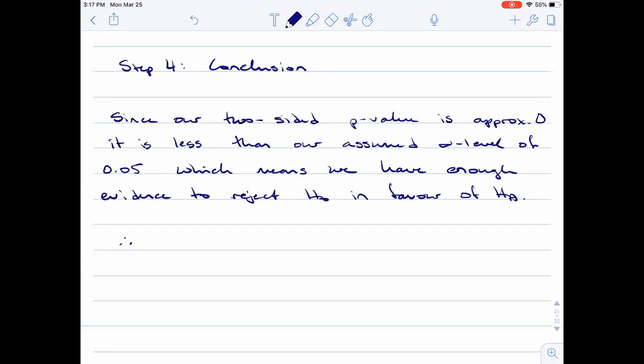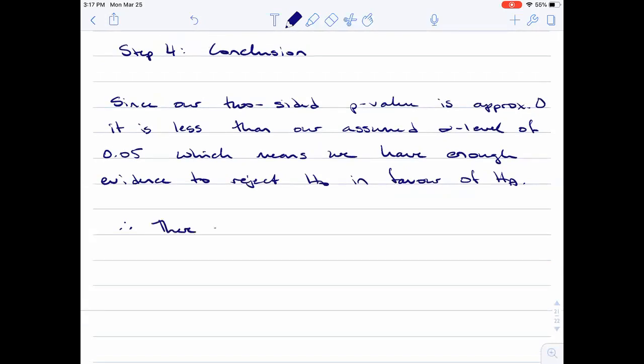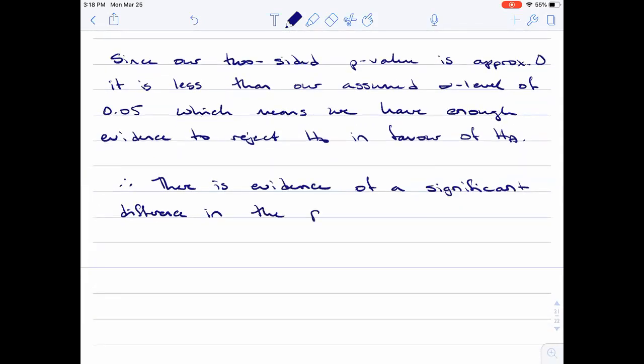So the question, is there evidence that there's a significant difference in the proportion of men who live in their parents' homes compared to women? Therefore, just rewording it as an answer, there is evidence of a significant difference in the proportion of men and women who live at home.